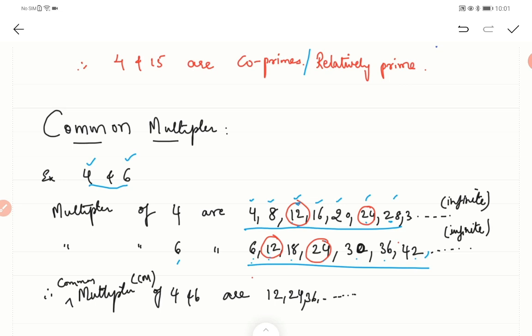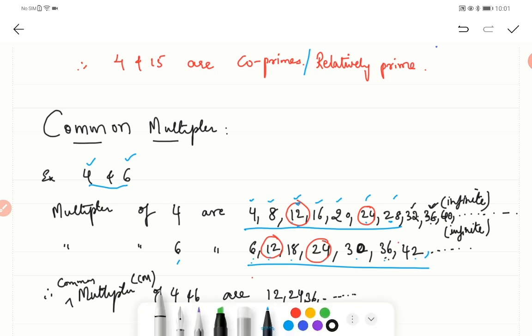Sorry, this is 32. Okay, after 32 it is 36. 4 8s are 32, 4 9s are 36, then 4 10s are 40 and so on. This goes on. Multiples are not finite, they are infinite. See, you got 36 again, which is common in your 6 table and 4 table, isn't it?